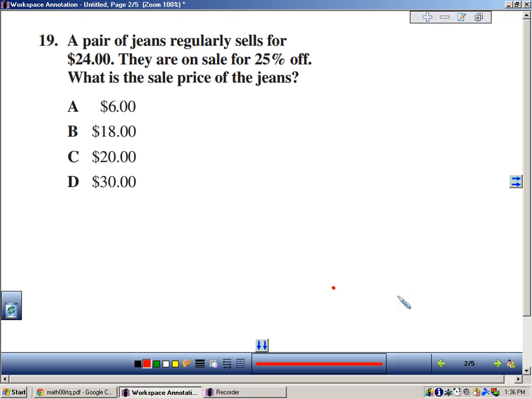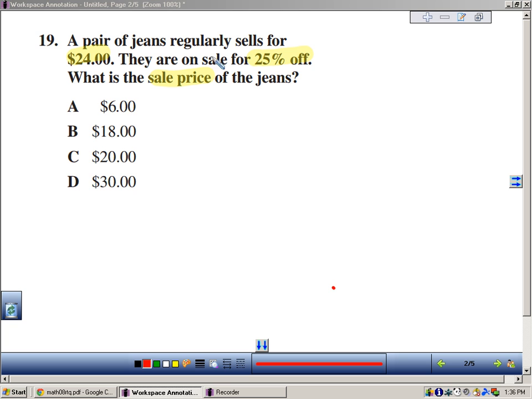Next question is involving a pair of jeans. A pair of jeans regularly sells for $24. They are on sale for 25% off. What is the sale price of the jeans? Again, when you read a question that says 25% off, what is the sale price? You are going to find the percent of a given number.